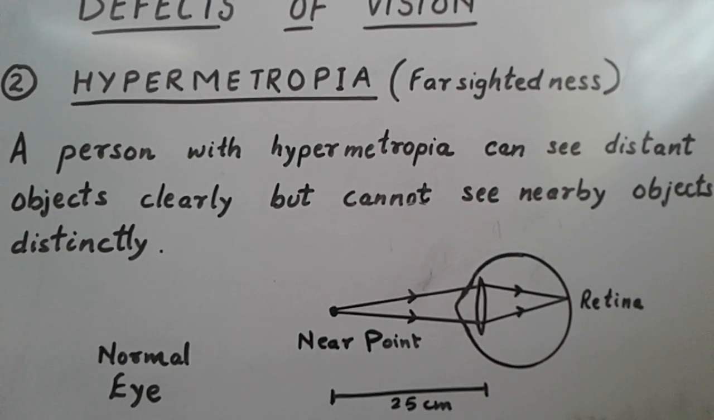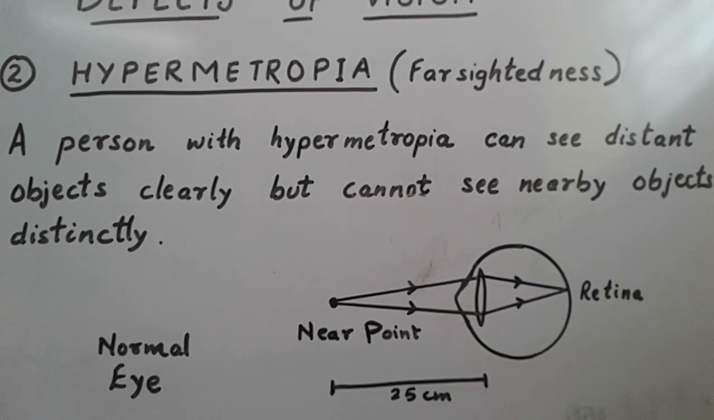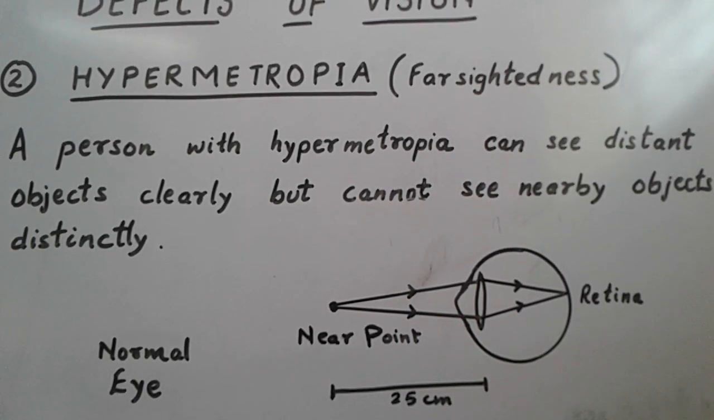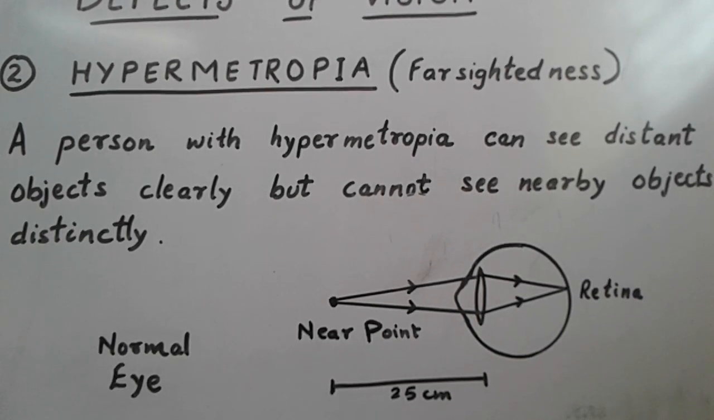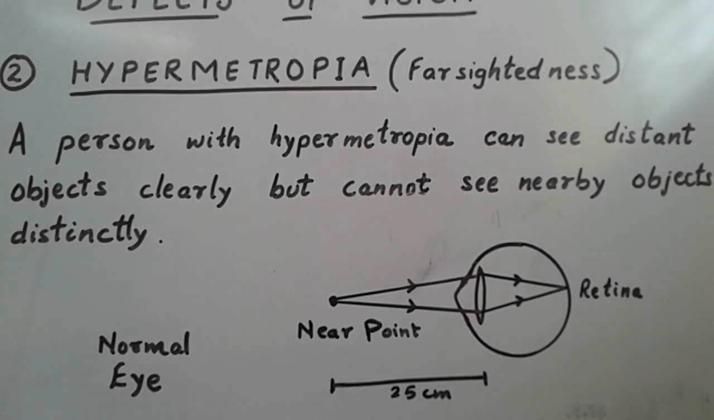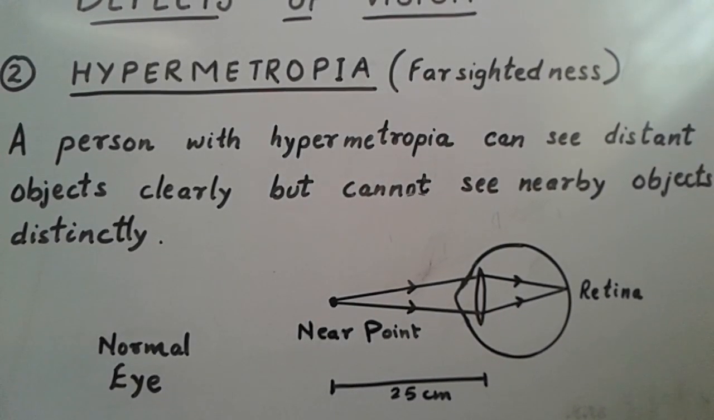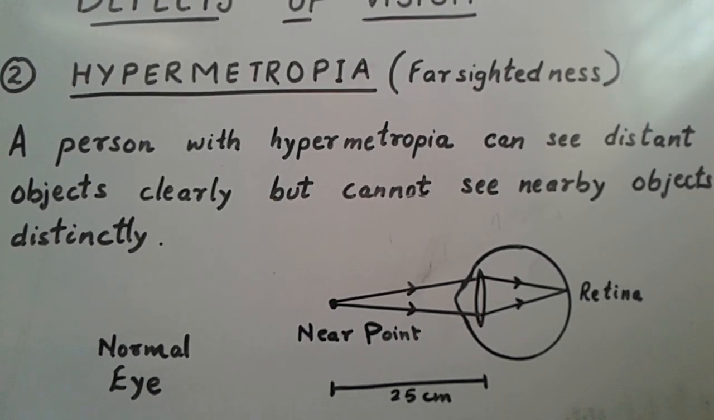A diagram is drawn, and this is the diagram drawn for a normal eye. You can see here that the near point is 25 centimeter. We have read this earlier, the near point and the far point of eye. So the near point of eye is 25 centimeter. That means any object which is kept at near point will be visible by a normal eye, and the image is formed at retina. But what goes wrong with a hypermetropic eye, that we are going to see now.